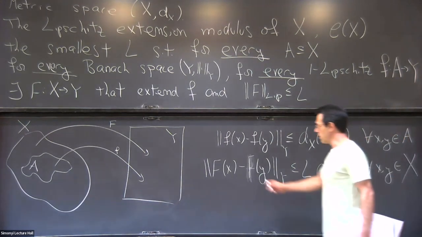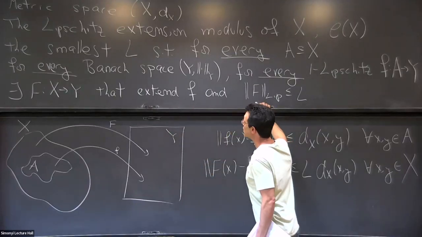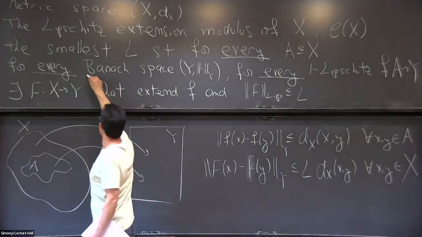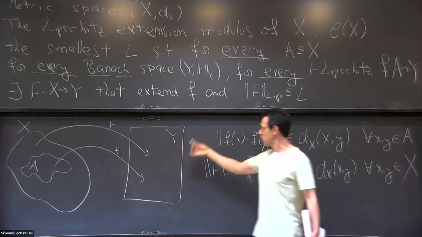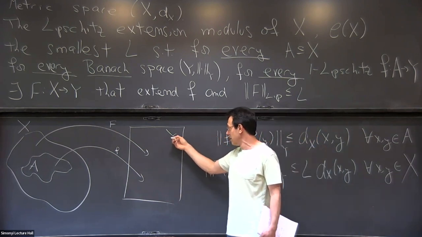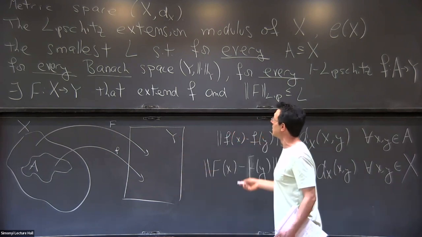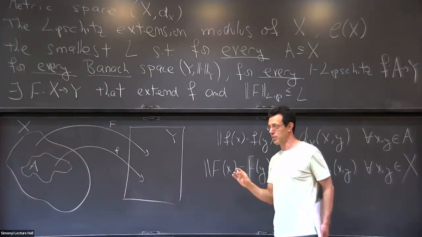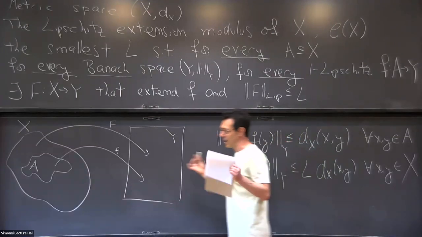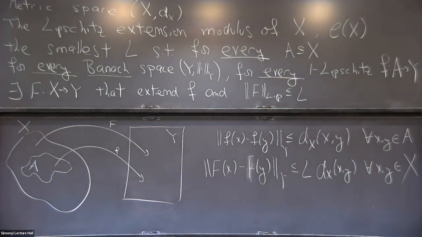I want to say one word about the fact that I wrote Banach, that Y is a Banach space. Later in the talk, we'll discuss general spaces. Obviously, you can ask the question for any metric space as the target here. I chose Banach space just because this is how the classical theory began in the 1930s, this is what people looked at. But we're not ignoring other metric spaces.